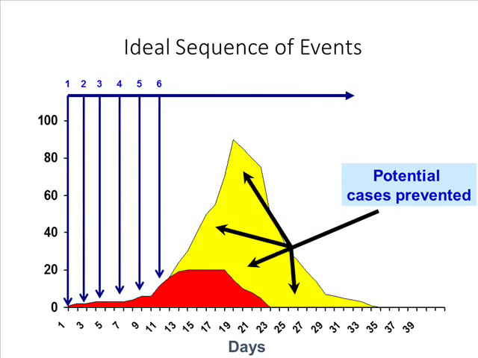Slide 33. The ideal sequence of events is: primary case. First case at district health center. Report to province. Samples taken. Response begins, without waiting for lab results. It allows potential cases to be prevented.